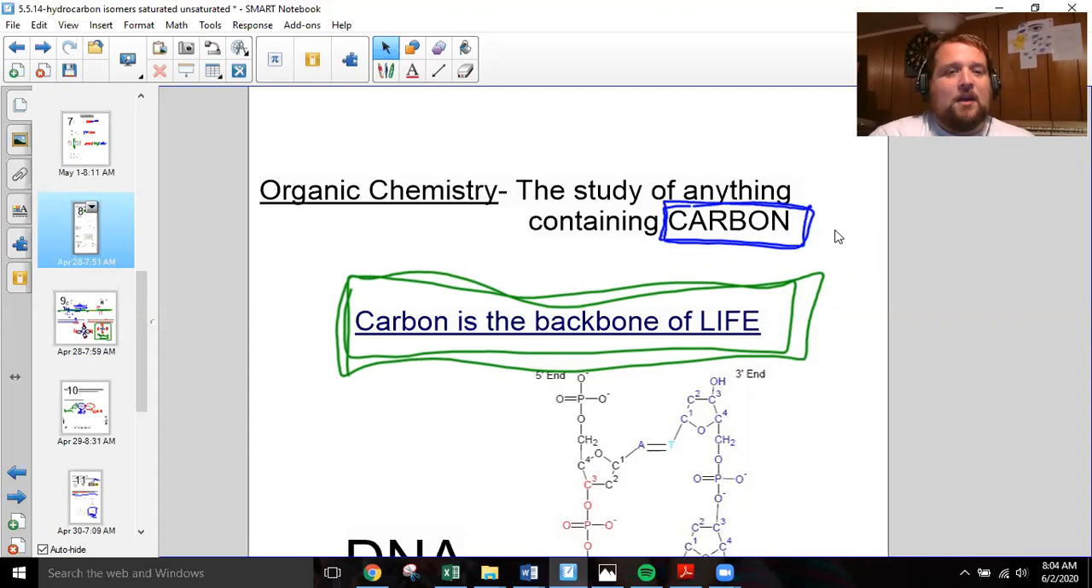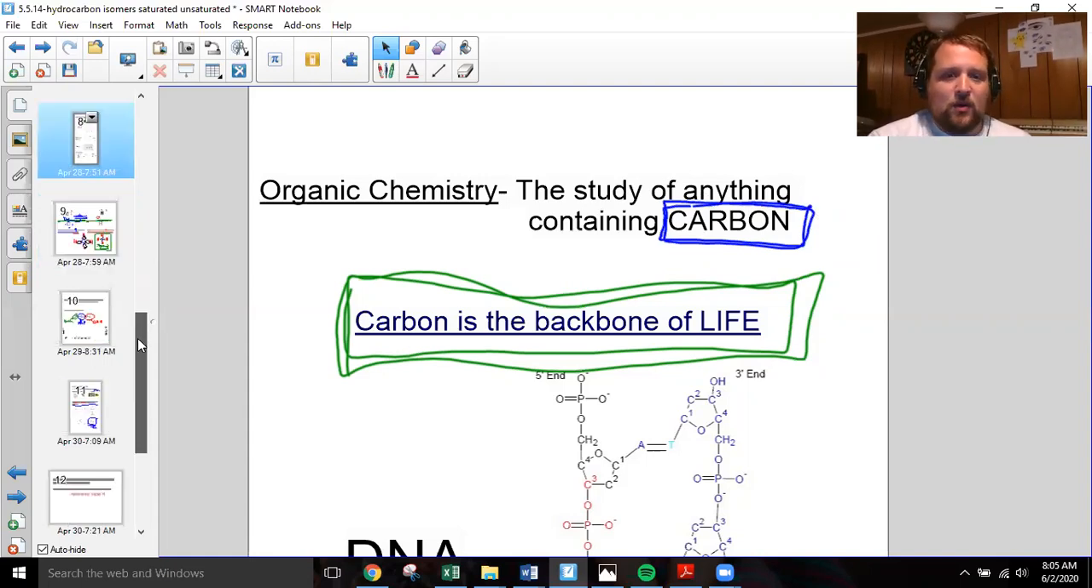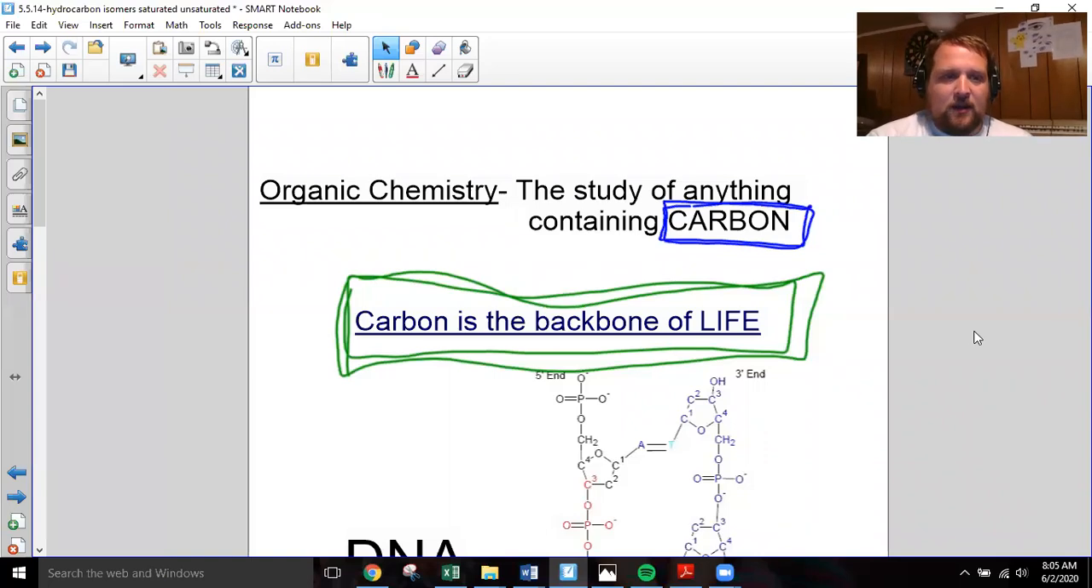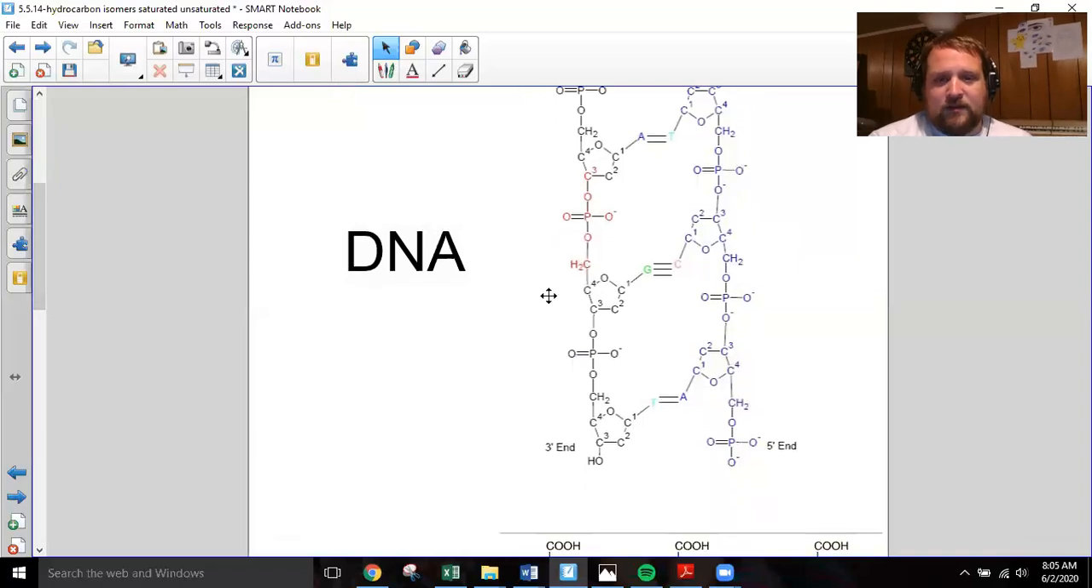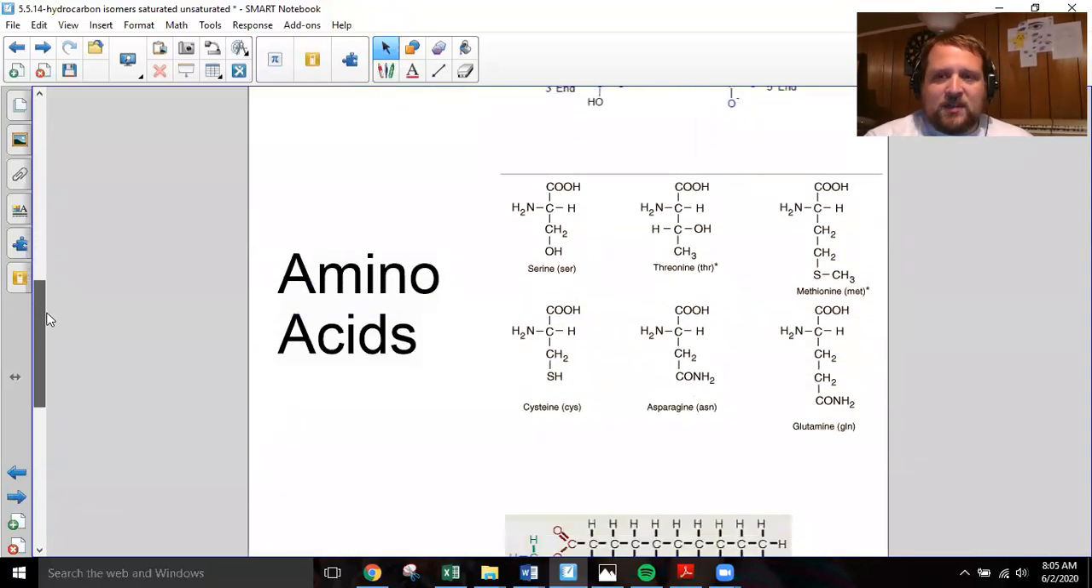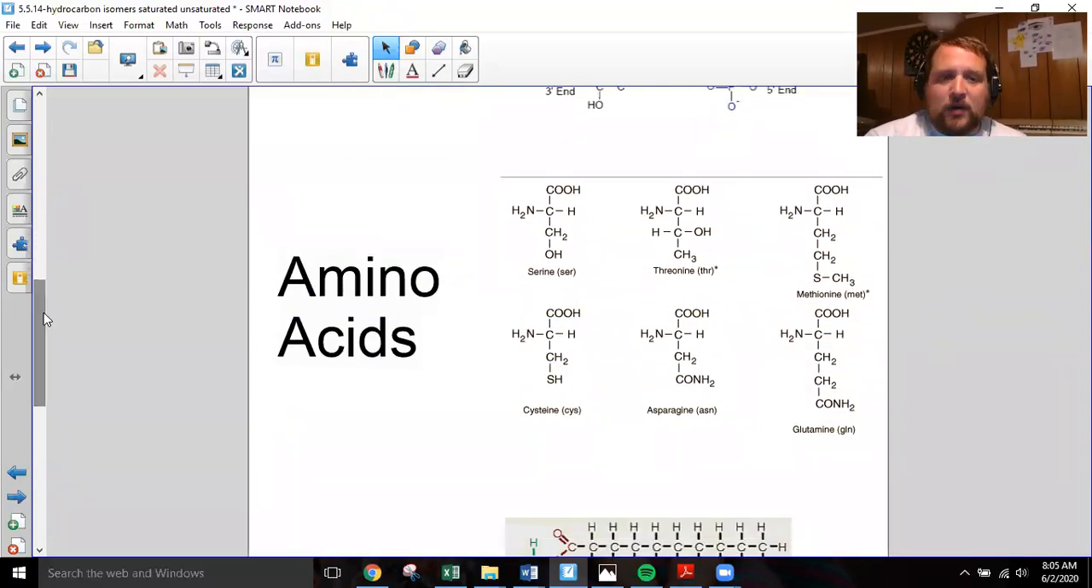That is because everything in our body is organic, basically. Carbon is the backbone of life. It's like the skeleton that everything else is built off of. It's the structure. For example, DNA is a long chain of carbon rings and phosphate groups, millions and millions of those. Every protein and enzyme in your body is made out of strings of amino acids, and at the heart of every amino acid is a chain of carbon atoms.